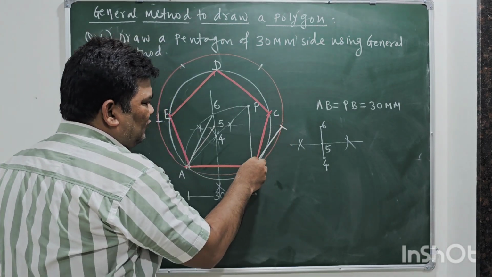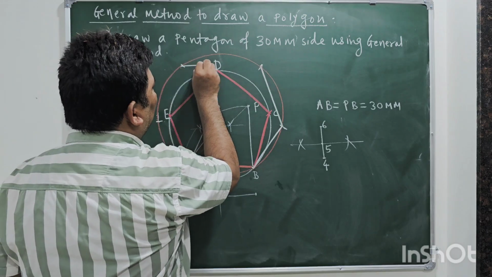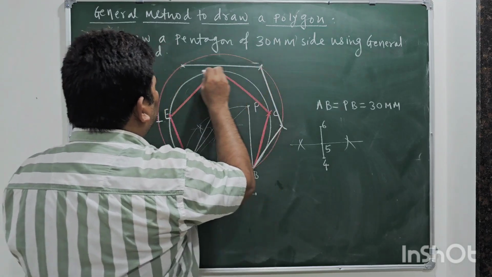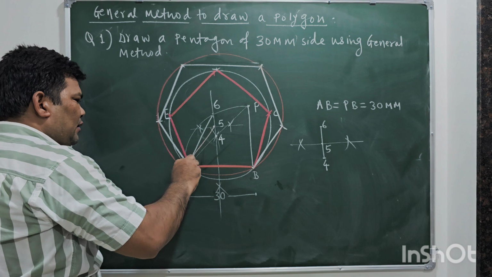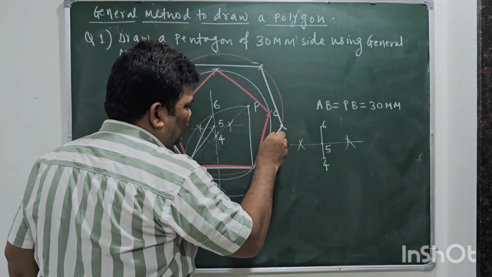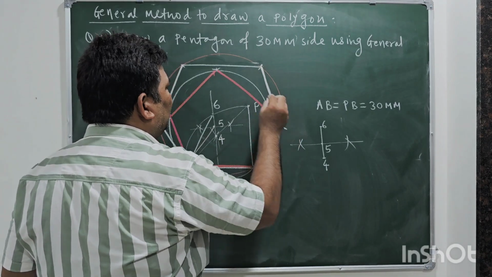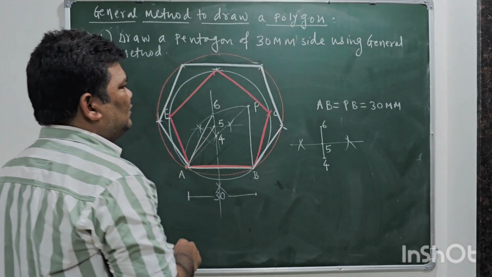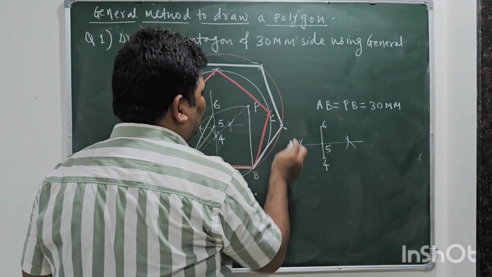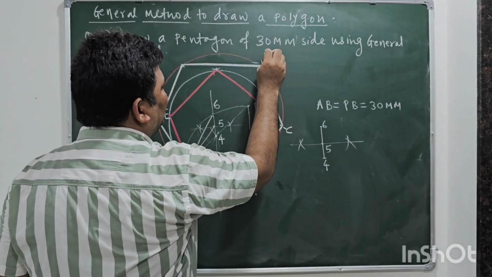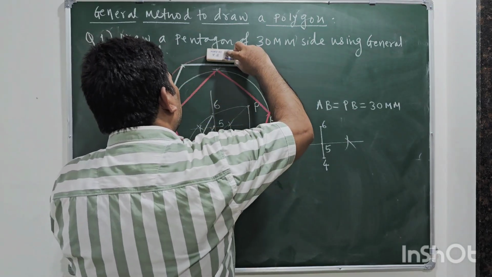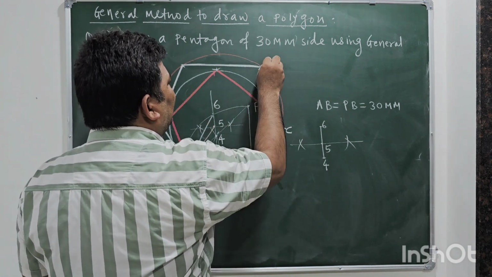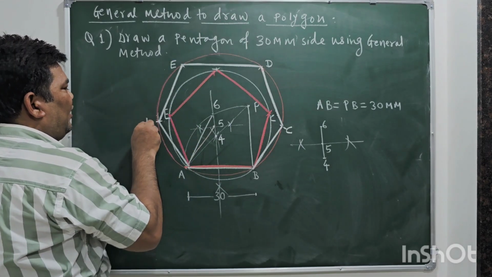Join these points. Here A, here 1, 2, somewhere is the 3, somewhere is the 4, and here is the 5. 1, 2, 3, 4, 5, 6. Again, complete the notations for this object. A, B, this is C, here it must be D, here must be E and F.